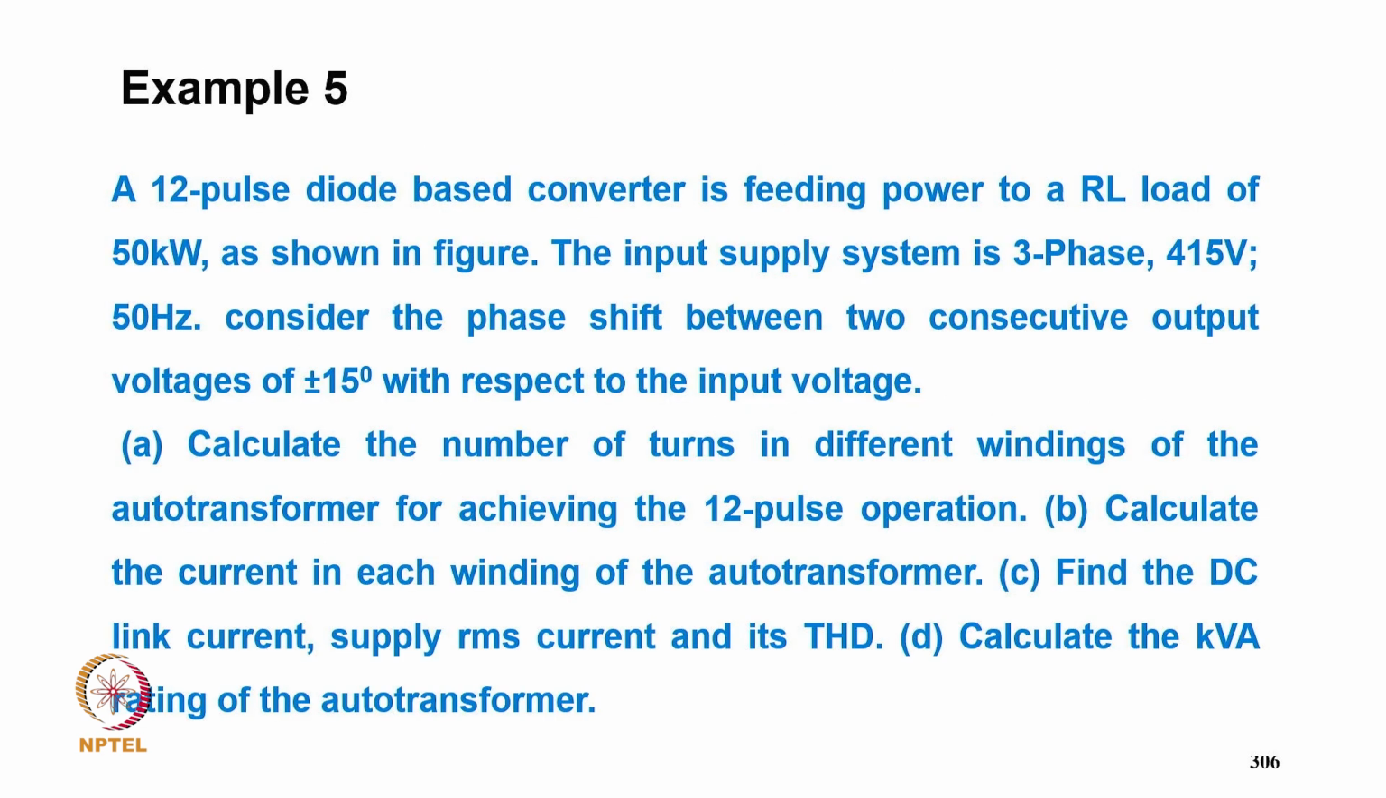So now coming to example 5. A 12 pulse diode bridge converter is feeding power to an RL load of 50 kilowatt as shown in the figure. The input supply system is 3-phase, 415 volt, 50 Hz. Consider the phase shift between the two consecutive output voltages of plus minus 15 degree with respect to the input voltage. A, calculate the number of turns in different windings of the autotransformer for achieving 12 pulse operation. B, calculate the current in each winding of the autotransformer. C, find the DC link current, supply RMS current, and THD. D, calculate the kVA rating of the autotransformer.